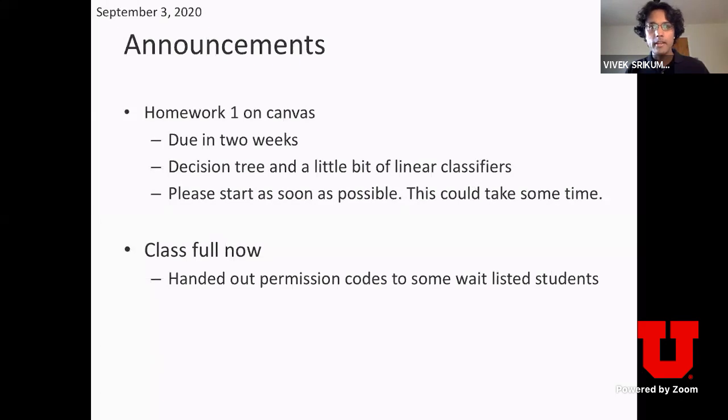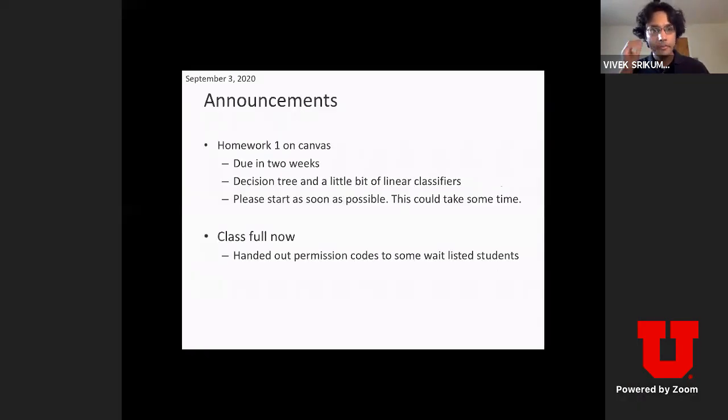So quick reminder, homework 1 is on Canvas, and it's due in a couple of weeks. It's about decision trees, and in fact, it's just about decision trees. There's really nothing about linear classifiers there. So please do start as soon as you can. At the end of today's lecture, a good part of the homework should be accessible to you. I recommend that you start soon.